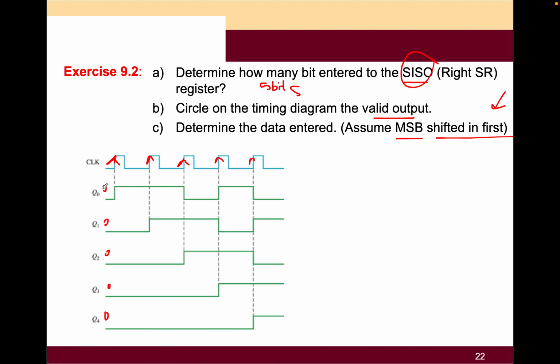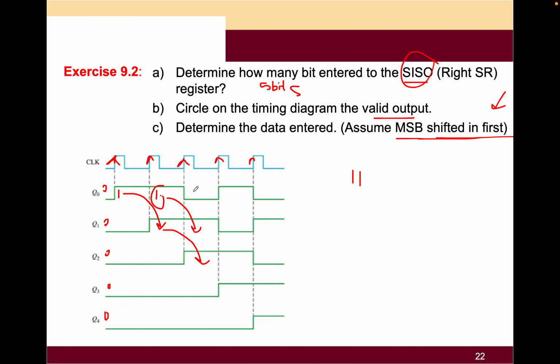So for the first one, you're going to have MSB shifted first. So it will be 1 here. I can see it will be 1, so my MSB will be 1. This MSB, at cycle number 2, will be shifted to here. And the rest will still remain the same. For cycle number 2, my Q0 is still 1 here, so it will be 1 also. And this value will be moved to the next. This will be shifted to here, and this value will be shifted to this. The rest will still remain the same, 0, 0.